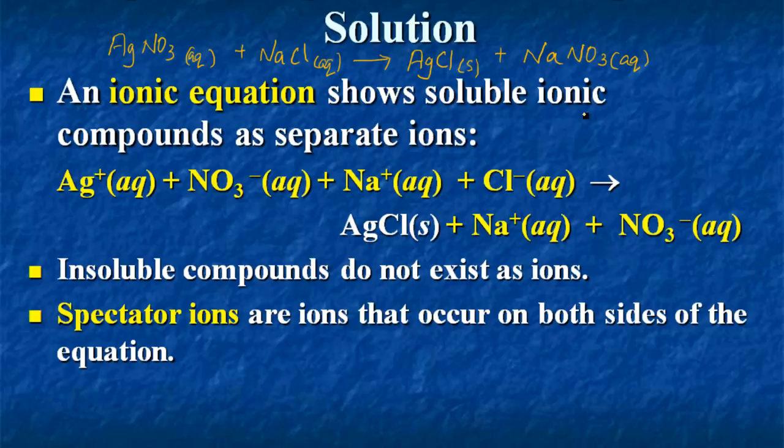Now, how do we identify spectator ions? As it says, spectator ions occur on both sides of the equation. So once you have your ionic equation, check both sides of the arrow one by one. Pick up the first one, Ag plus. I see an Ag plus on the left side. Do I have an Ag plus on the right side?